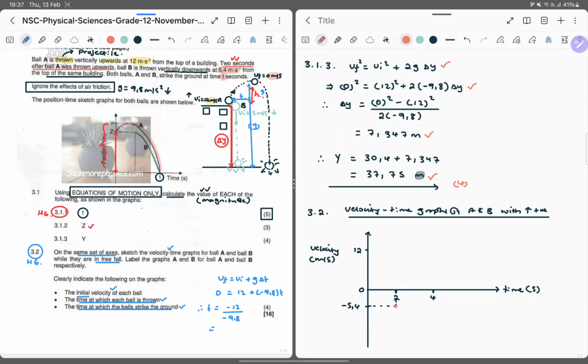We want to know, did it reach maximum height before 2 seconds or after 2 seconds? Because this will affect the shape of the graph. So this is minus 12 divided by minus 9,8. So this is 1,22 seconds. Can you see? This is before this 2 seconds. So it's 1,22. So maybe we say this is 1 second over here.